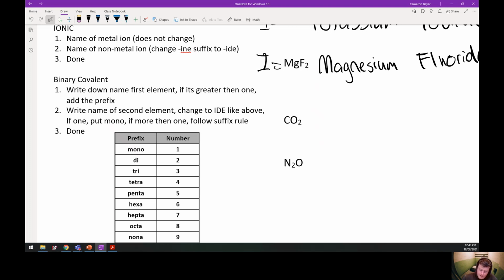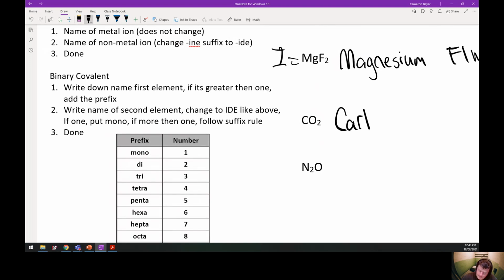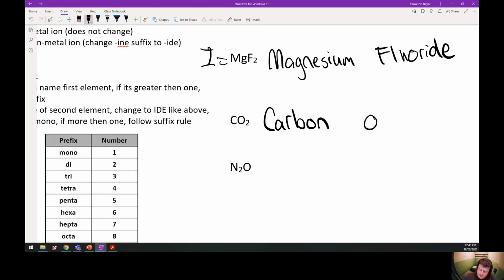So this example here, I think we already know. We're going to write the first name down, and this is carbon. But in this case, carbon has only got one of it, so I'm not going to put mono because we don't put mono at the front of the first name, and that's because it's assumed otherwise. But the second one I'm going to write down is oxygen, but oxygen is a bit of a weird one where we write oxide, so it's always going to be oxide, okay?